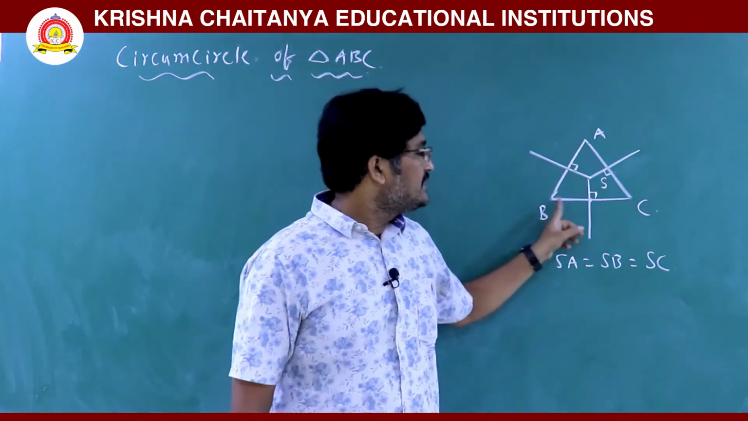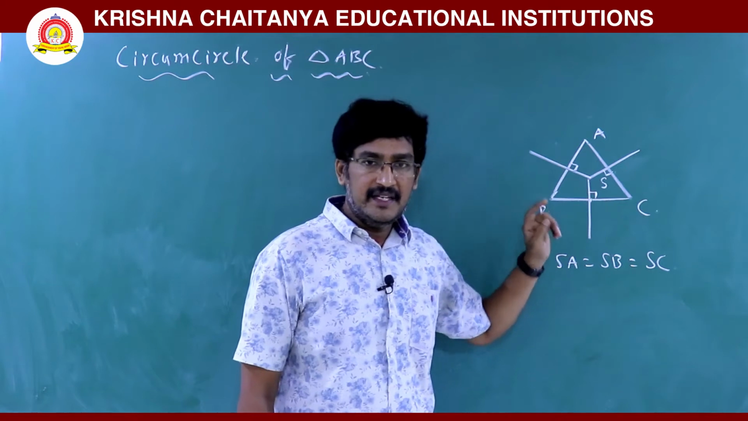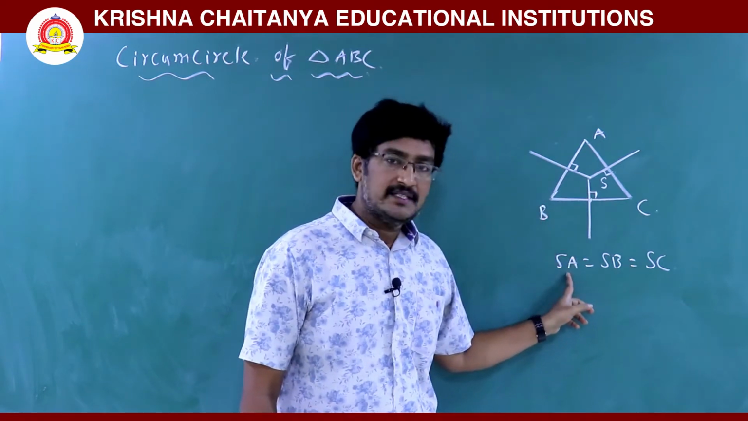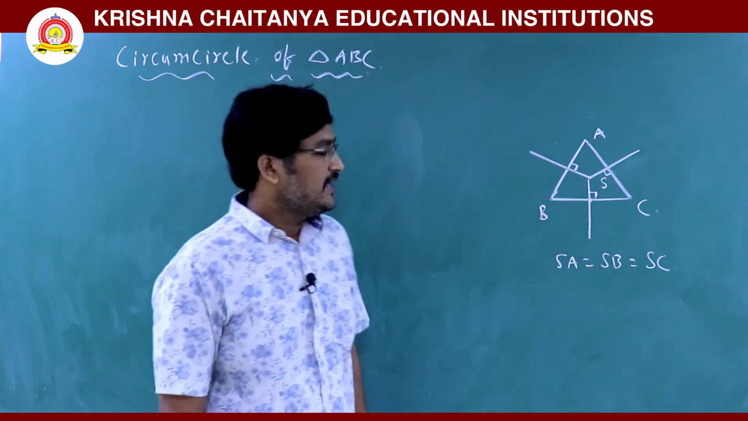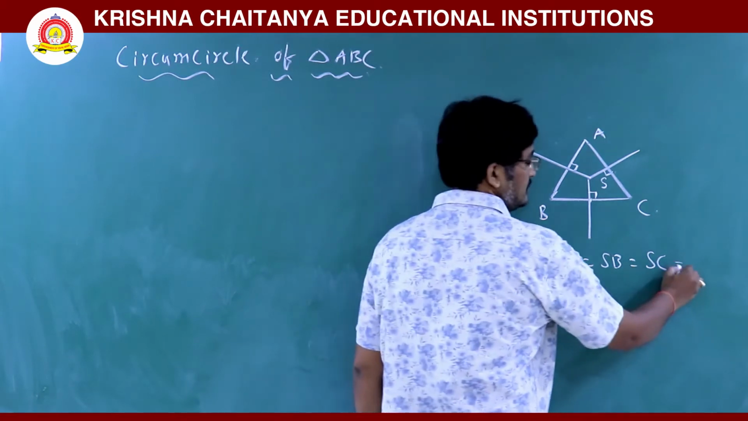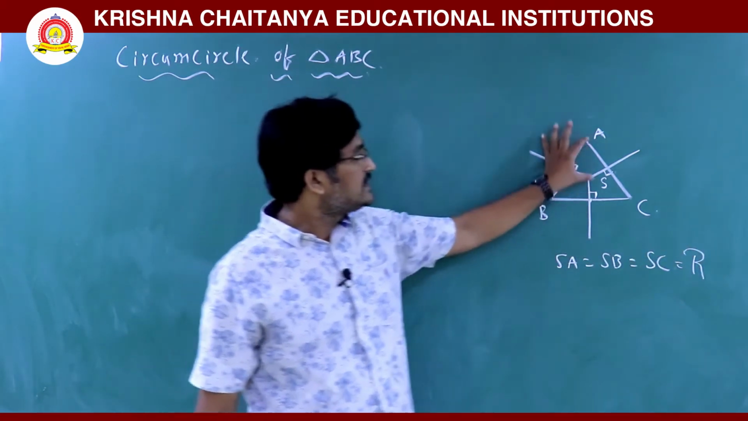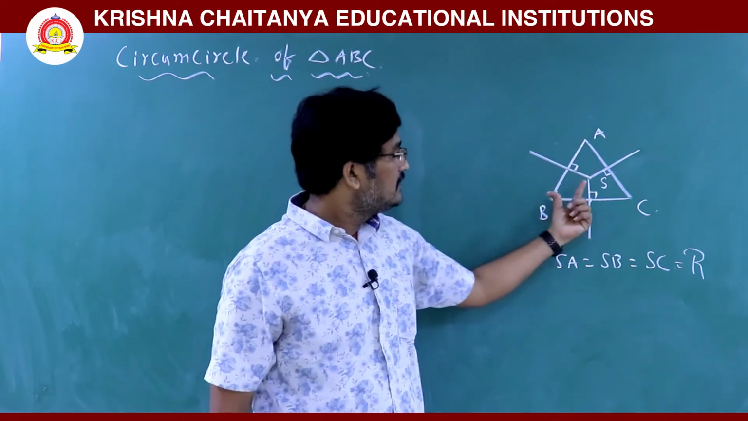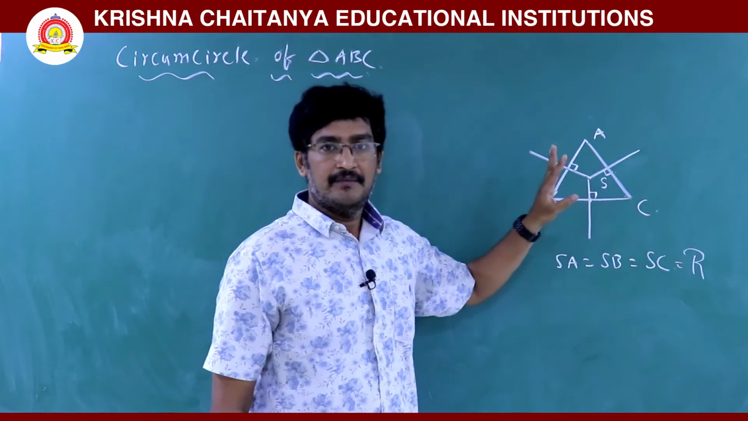This is the triangle ABC. This is the circumcenter of triangle ABC. Yes, that one is equidistant from the three vertices of a triangle. That is, SA equals SB equals SC. I am taking that SA equal to SB equal to SC as some capital R. The distance between these two is R. This is R. The distance between these two is also R.